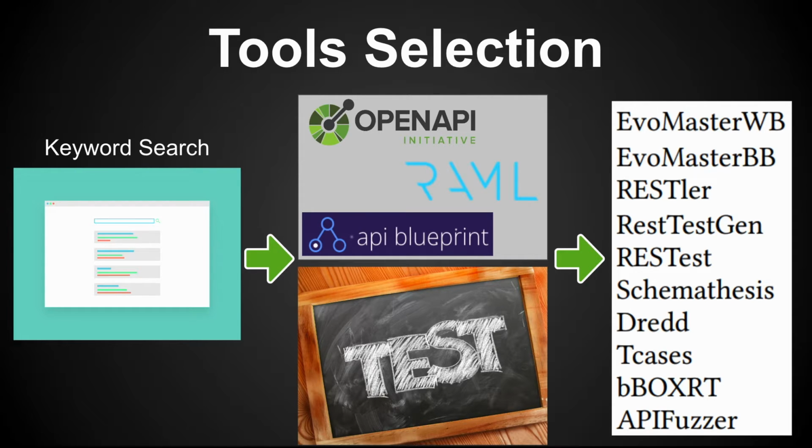EvoMaster has two ways to run it: white box mode and black box mode. EvoMaster WB stands for EvoMaster white box mode, and EvoMaster BB stands for EvoMaster black box mode.